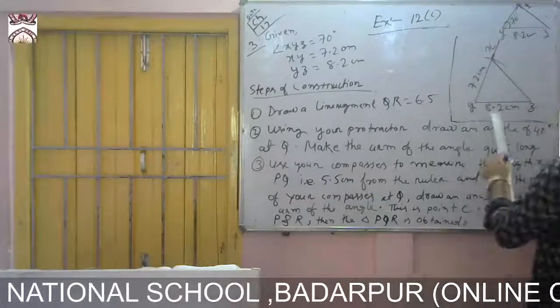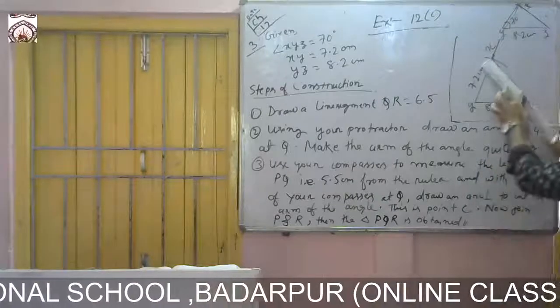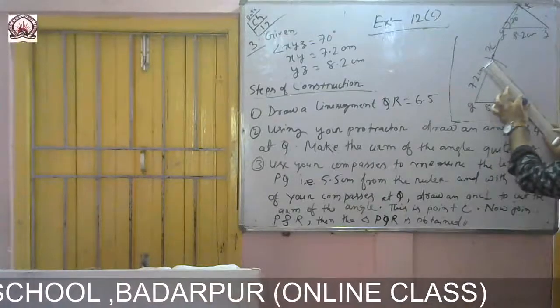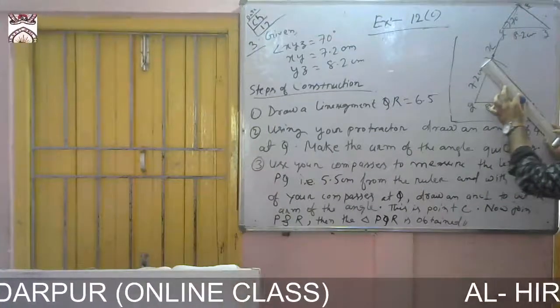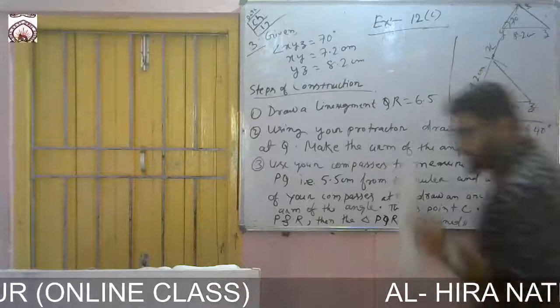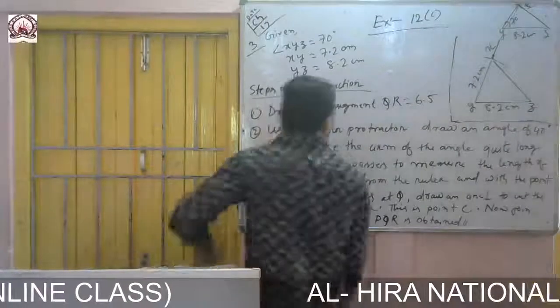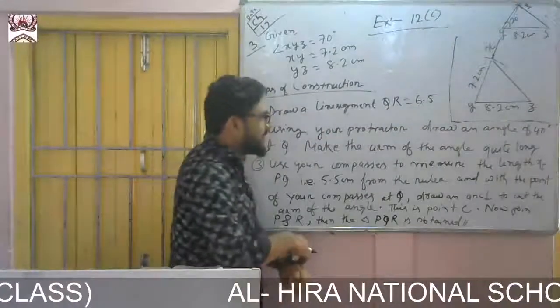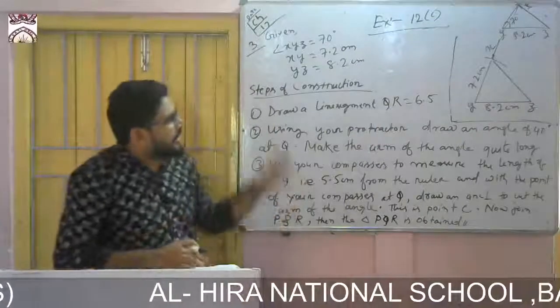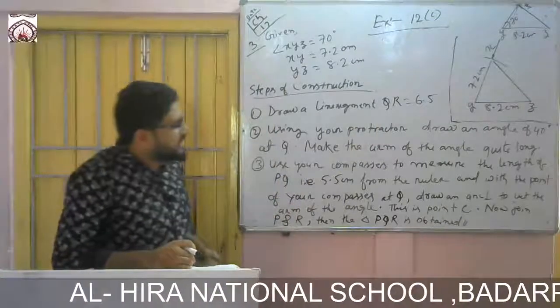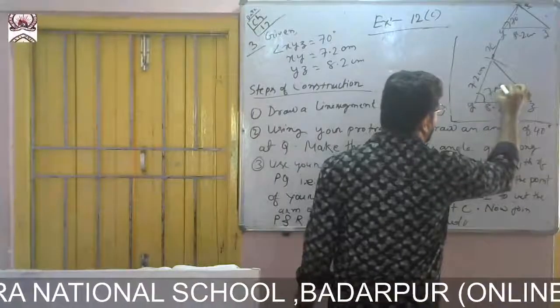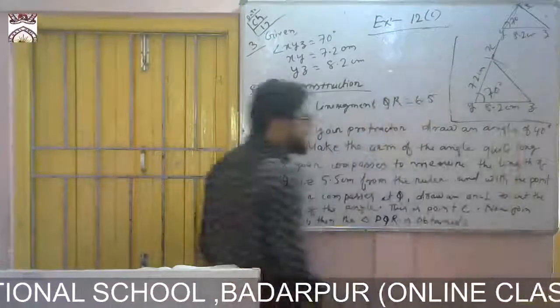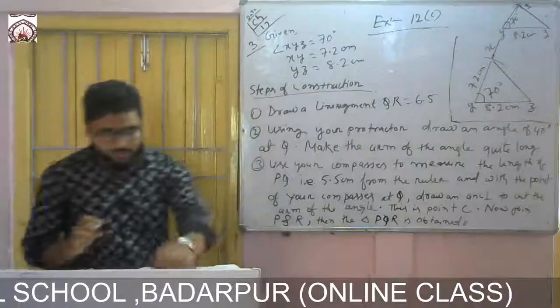Now YZ we have drawn. This one you measure with your scale. Suppose with my scale this is not accurate, be careful. It is coming 8.5 something. So with your scale it will come different. Don't write what mine shows. 8.2 we have drawn. Now angle Y equals 70 degrees, which we have drawn.